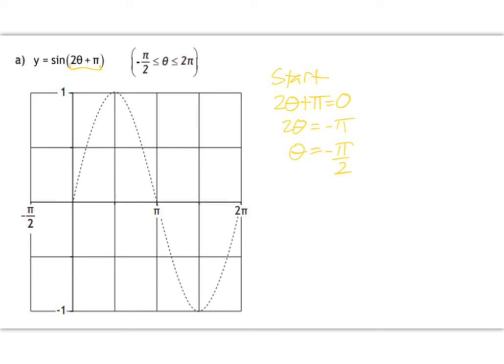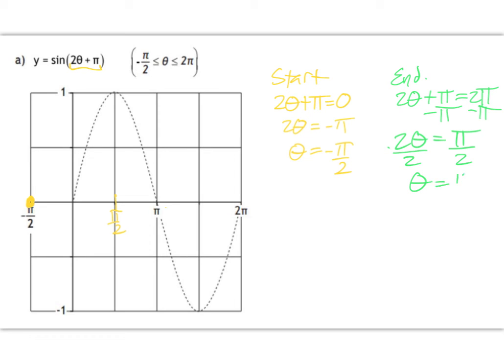All right, we're going up by pi's over 2, so there's my positive pi over 2. Negative pi over 2 is listed there. Here is my starting point. Switching colors. For the end point, same thing. 2 theta plus pi, and again, if you prefer, you can certainly use x there, is equal to 2 pi. End is always equal to 2 pi every single time. Minus pi, we end up with 2 theta is equal to pi, divide by 2, and theta is equal to pi over 2. Here's my pi over 2 point.